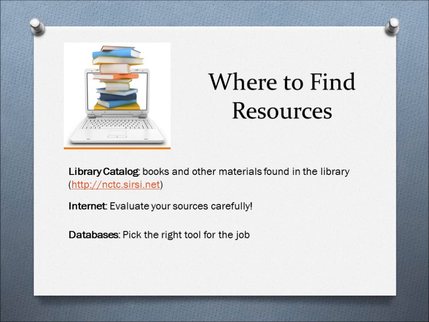Databases. Databases are online compilations of journal articles, electronic books, and other information. They are your best source for scholarly journal articles. There are many types of databases that cover different types of information. It is important to pick the right database for the job.